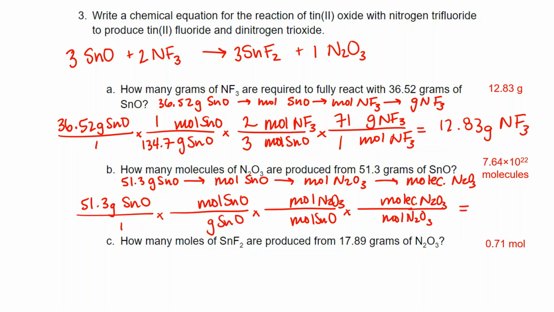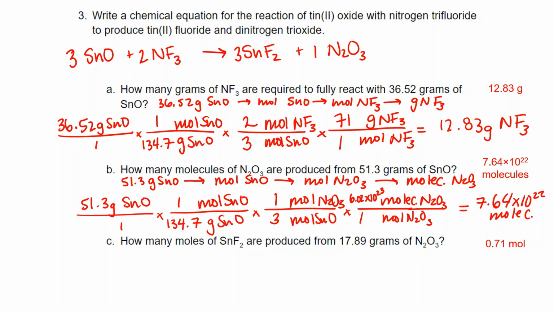So first I have the molar mass, which we already established was 134.7. Then I have a mole ratio. This is 1 to 3. And then 1 mole is always 6.02 times 10 to the 23rd molecules. So we get 7.64 times 10 to the 22nd molecules here.